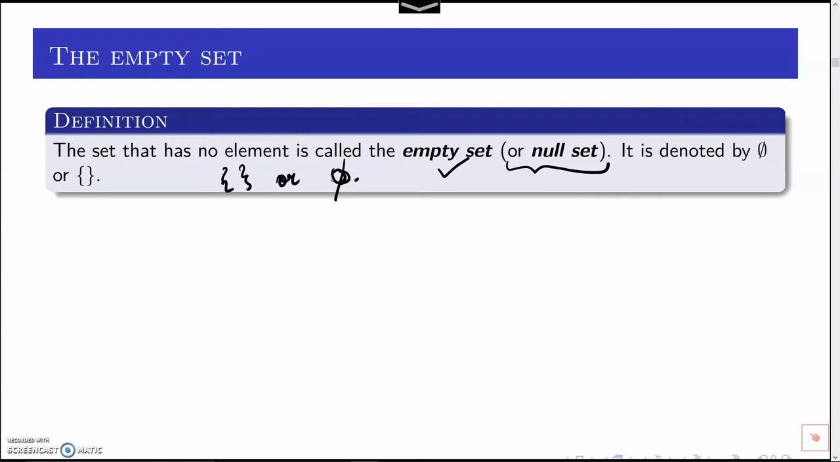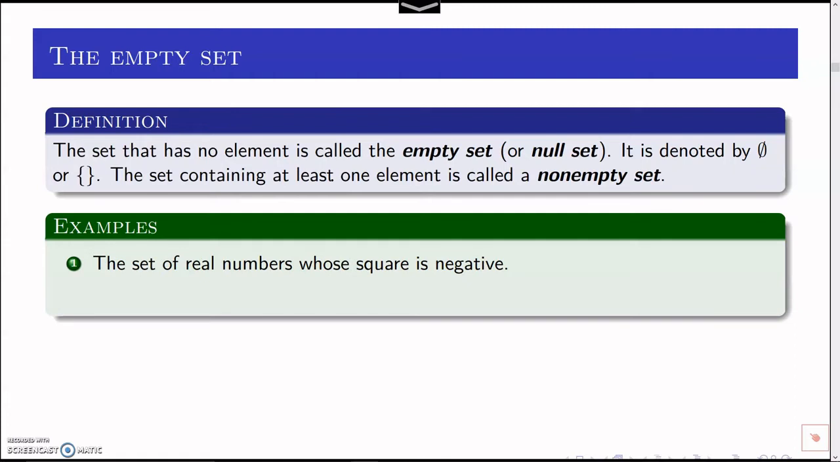Let's look at some examples of empty sets. The set of all real numbers whose square is negative. Do you know any real number whose square is negative? No. In fact, there is no such real number. So this is an empty set. One more: natural numbers which are both even as well as odd. Again, there is no such natural number. So both these are examples of empty sets. There are no elements in these sets.